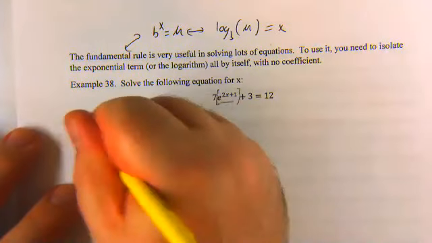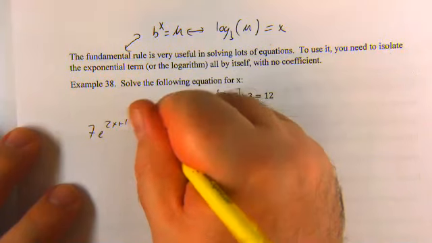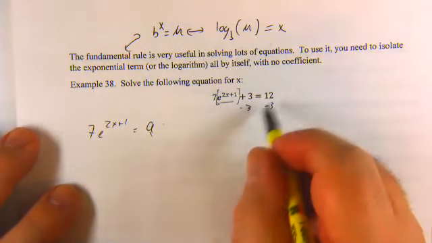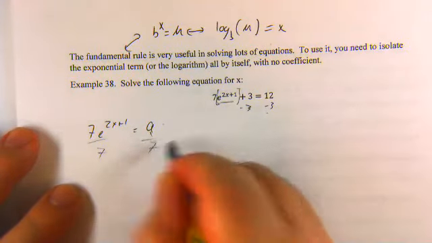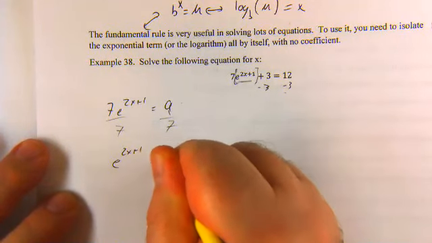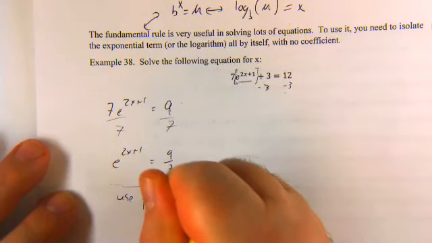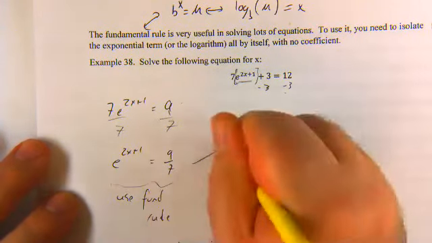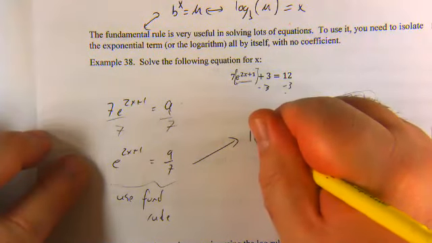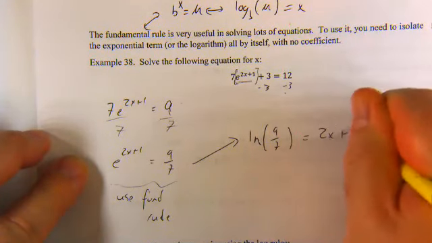So what we'll do is we'll start by subtracting 3, and that gives me a 9 on the right side. And then we'll divide both sides by 7, and that gives me e to the 2x plus 1 equals 9 over 7. And now we can use the fundamental rule. Logarithm base e, that's ln, of the number equals the exponent.